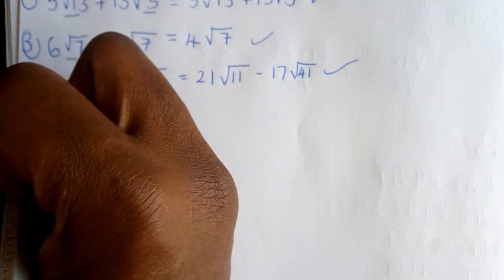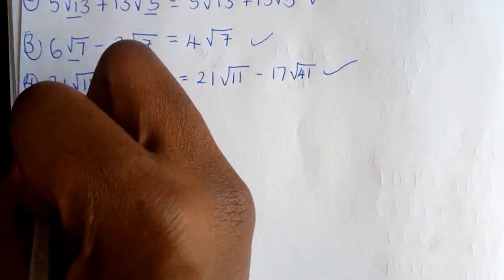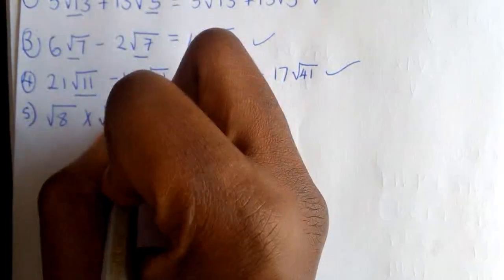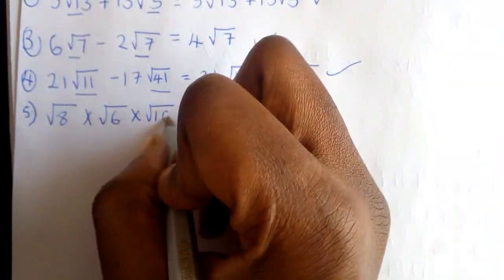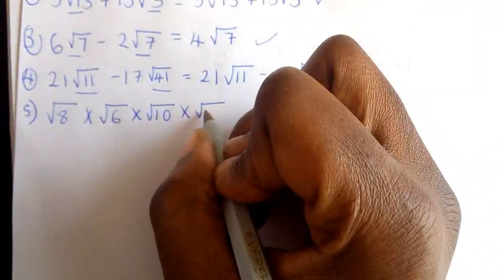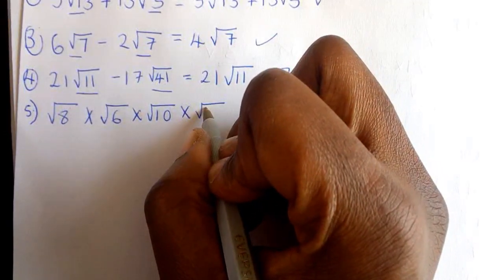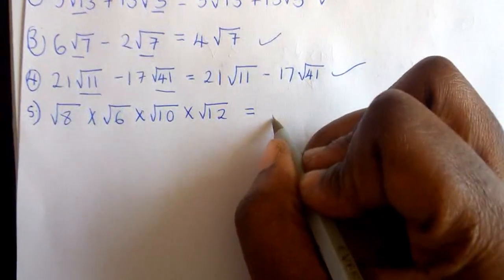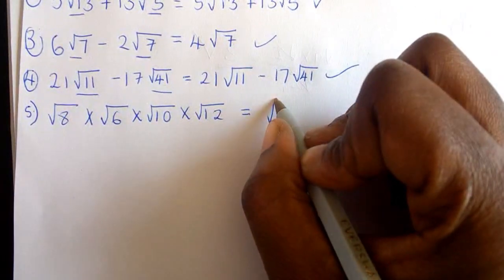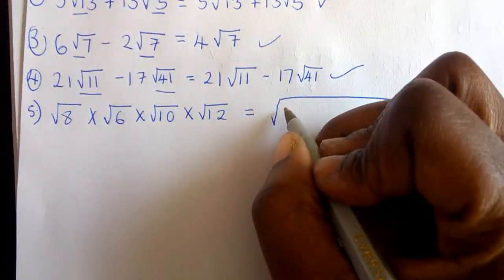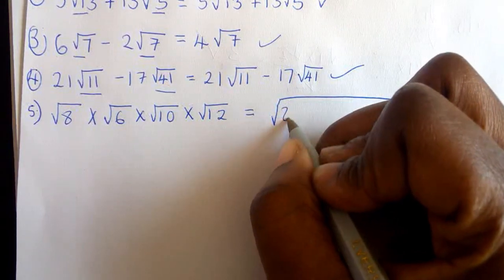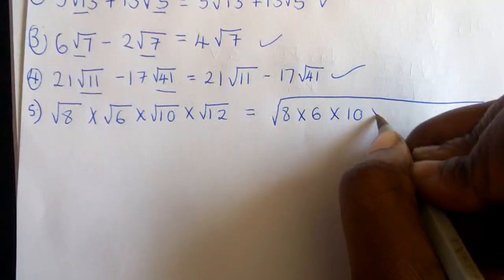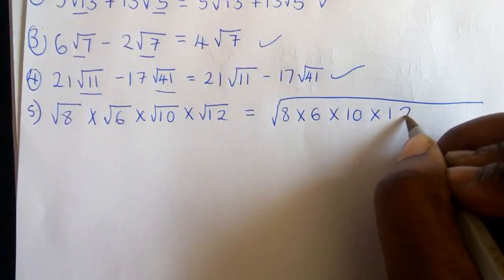Then for number 5, the question was square root of 8 times square root of 6 times square root of 10 times the square root of 12. This is equal to, we write the numbers under one square root sign. It becomes 8 times 6 times 10 times 12.